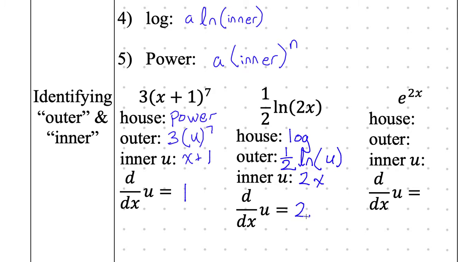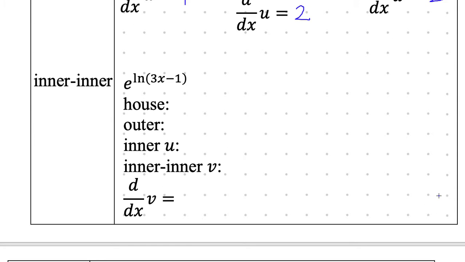All right, and then what house are we in for the third problem? E house. E house is my favorite house. It's really nice. It's very easy. The outer is E to the power of something. The inner is 2x. Therefore, the derivative of the inner with respect to x is 2. Easy peasy lemon squeezy.